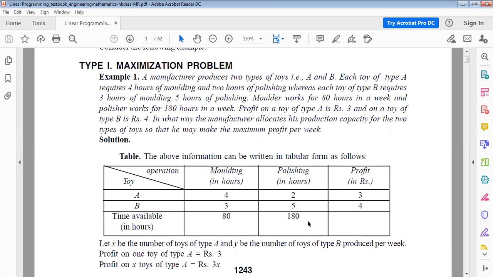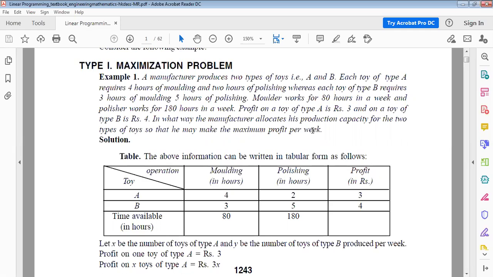Total polishing hours, how many? 180 hours, and total molding hours, 80. And this is given in the question. Now, profit on a toy A is 3 taka, and a toy of type B is taka 4. In what way the manufacturer allocates his production capacity for the two types of toys so that he may make the maximum profit per week. That means we have to formulate a linear programming problem in which the producer will get maximum profit per week.